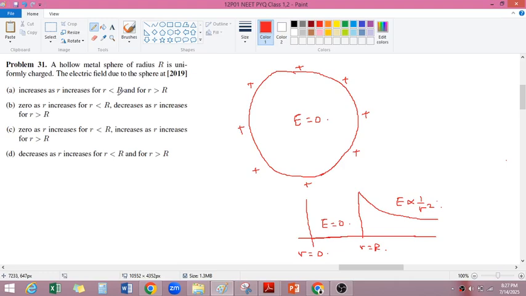For r less than R, increases is wrong. So this is wrong. Zero as r increases, for r less than R, that sounds correct. Decreases as r increases for r greater than R, yeah, this sounds correct to me. Zero, increases as r increases: increases is wrong, right? As you go away, electric field will decrease, so this is wrong. Decreases, both are wrong, so B is the correct answer. Very easy one, nothing very difficult there.